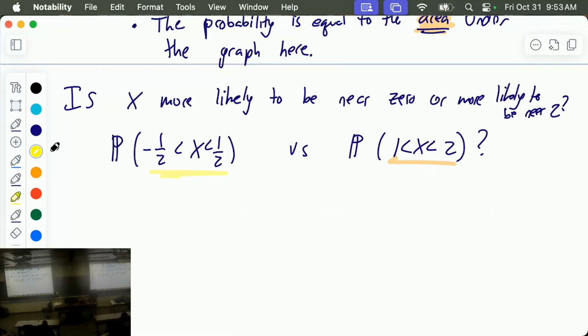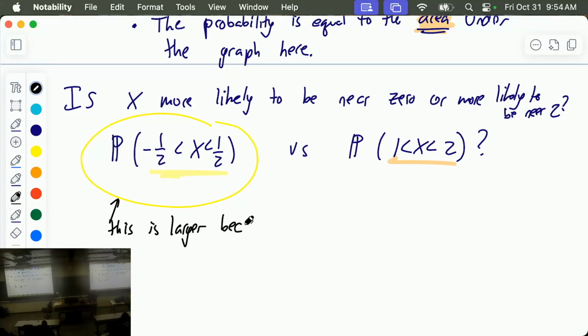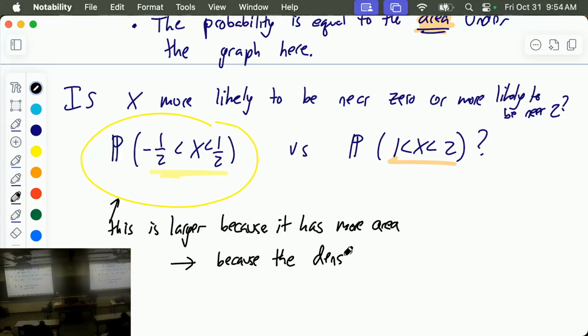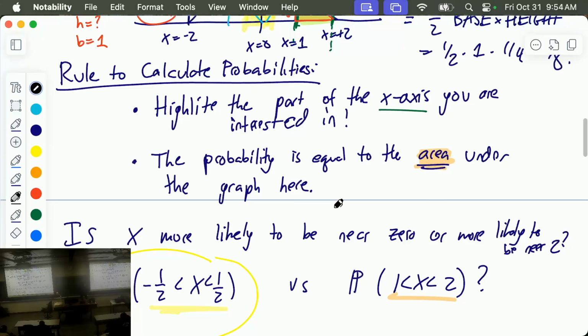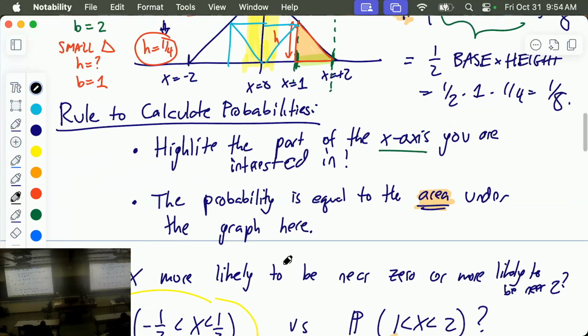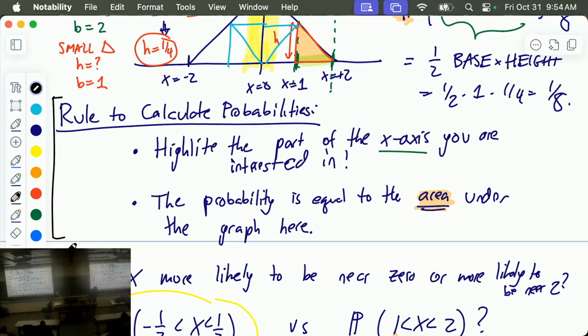So this is the kind of question you can answer. This is larger because it has more area. And the reason it has more area is because the density function is larger. So once you get the hang of this and start doing more and more complicated problems, you can get more and more intuitive feels and figure out all sorts of interesting things. But for now, this is the only thing that you absolutely must know, is how to do this.